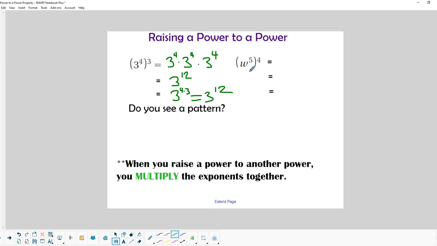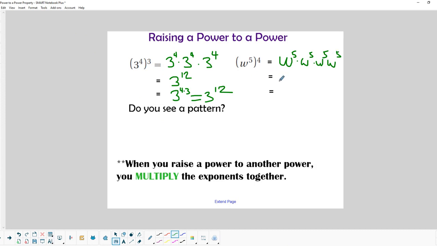So on this side, to show the same pattern, we're going to do w to the 5th times w to the 5th times w to the 5th. So we got to do it 4 times, right?